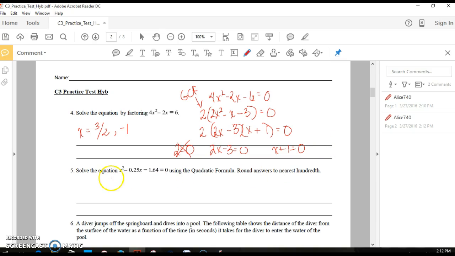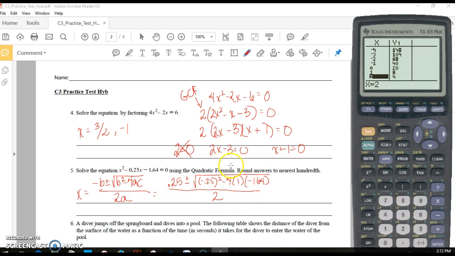Number 5, solve this equation using the quadratic formula. So the quadratic formula is negative b plus or minus the square root of b squared minus 4ac, all over 2a. B, unfortunately, is a negative 0.25. So a negative is a positive, plus or minus this negative 0.25 squared minus 4 times a, which is a 1, times c, which is a negative 1.64, all over 2 times a, which is a 2.